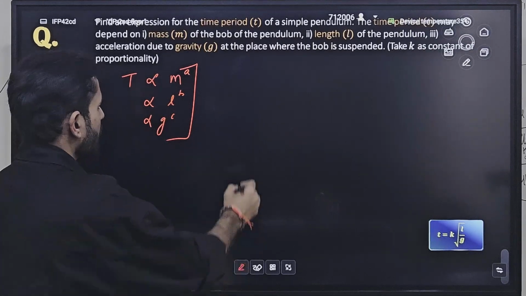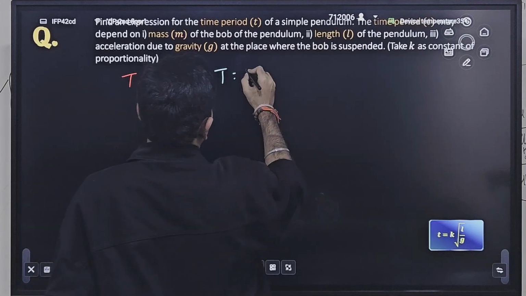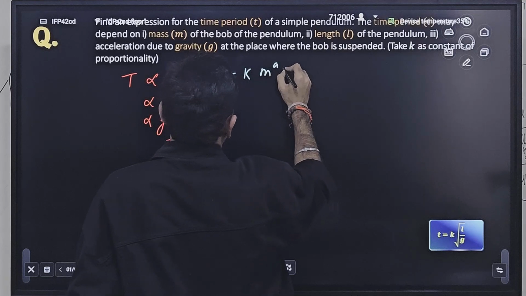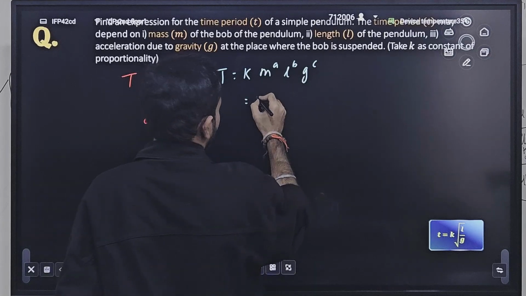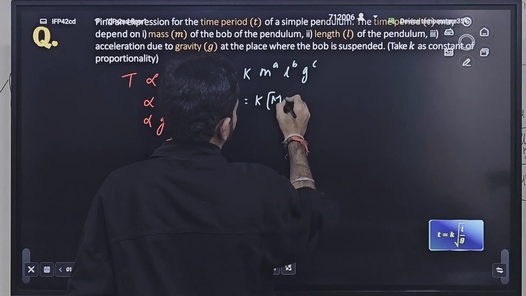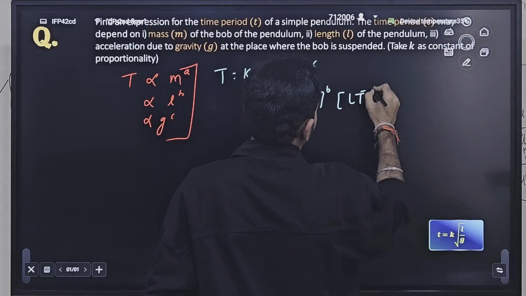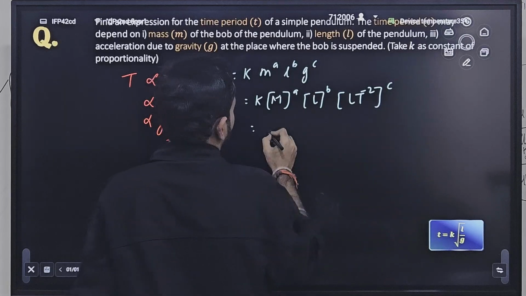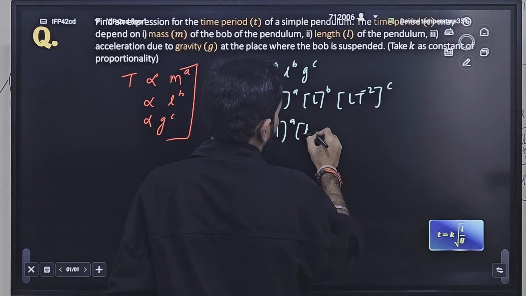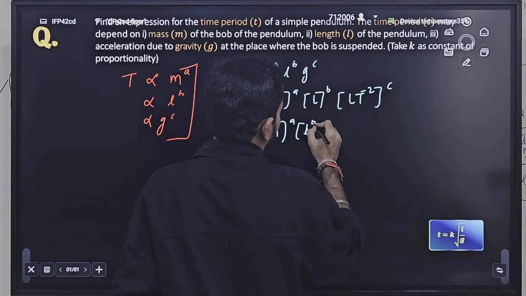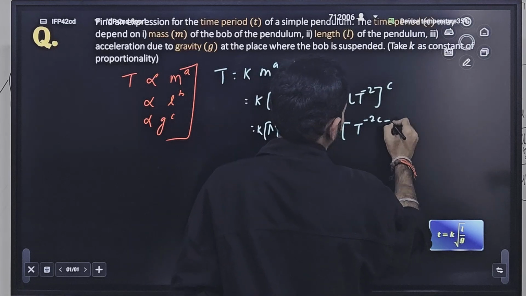So how do we solve this question? We take all these things and we say that time should be equal to some constant k, m power a, l power b, and g power c. After that, mass can be represented as capital M power a, length can be written as capital L power b, and g can be written as LT^-2 power c. Now see how you can write k times M power a. Now L power, how much you can write on the right hand side? L power b plus c, and T power, how much you can write? T, only can I say it is minus 2c.